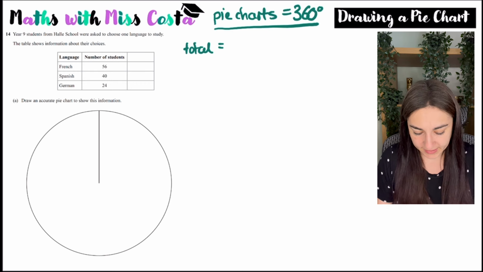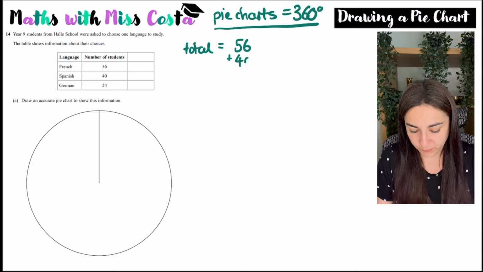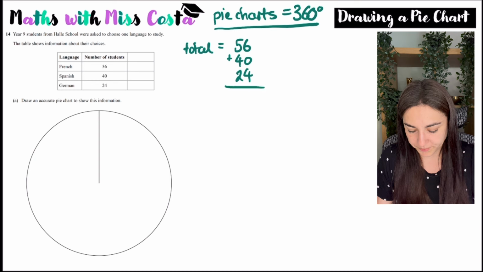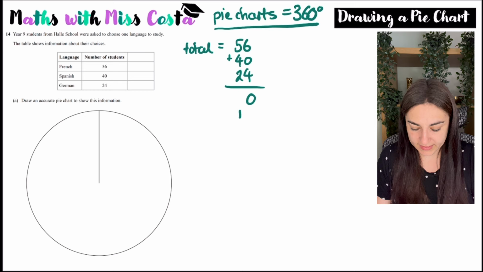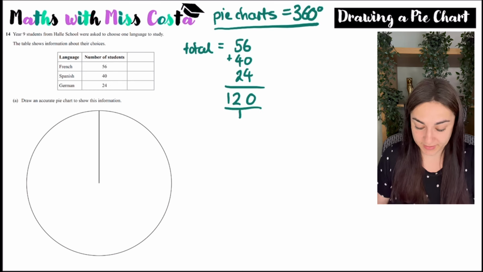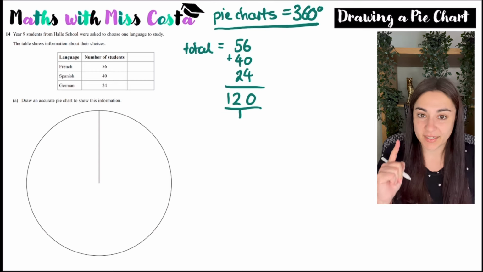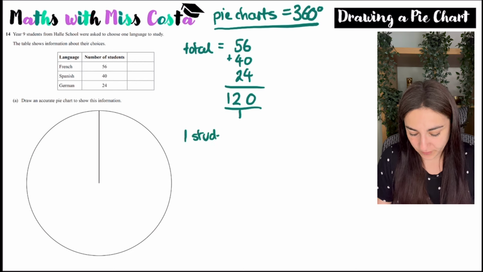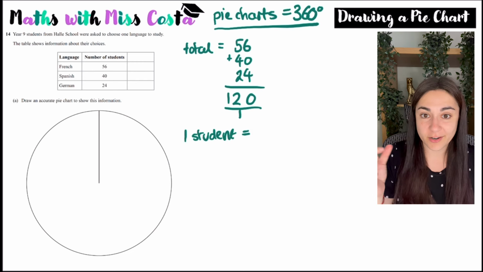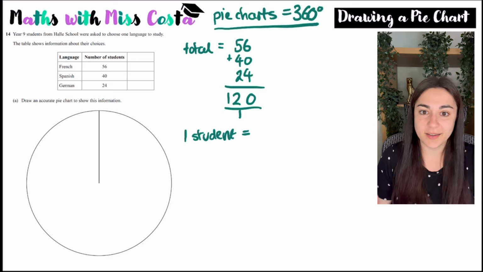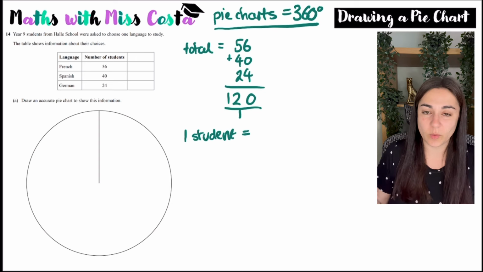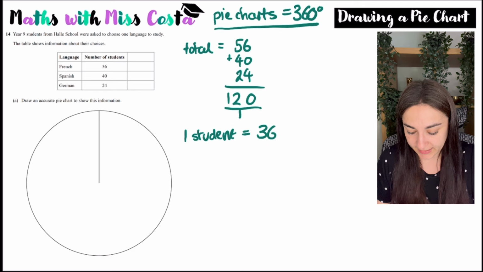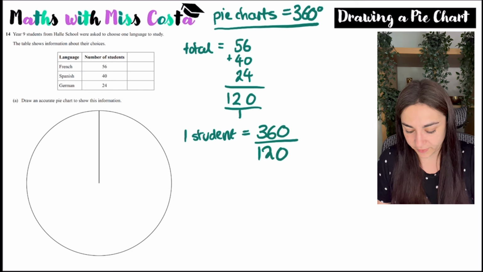So let's do that. 56 plus 40 plus 24. 6 plus 4 is 10. 5 plus 4 is 9. 10, 11, 12. So 120. So I know the total number of students is 120. So to figure out how many degrees one student is, I know that there are 360 degrees in the whole pie chart, but I need to split that into 120 equal parts because there are 120 students. So I do 360 divided by 120.